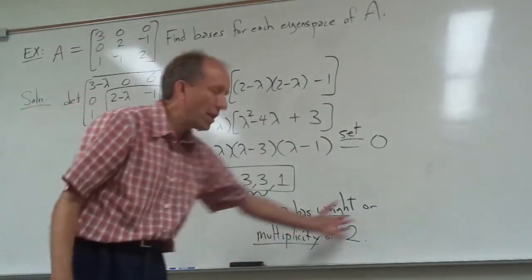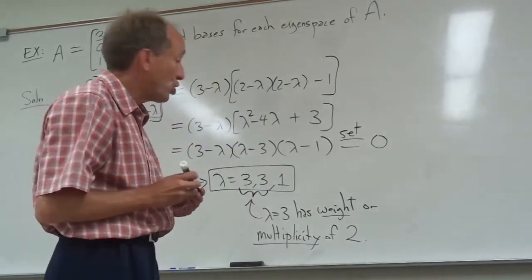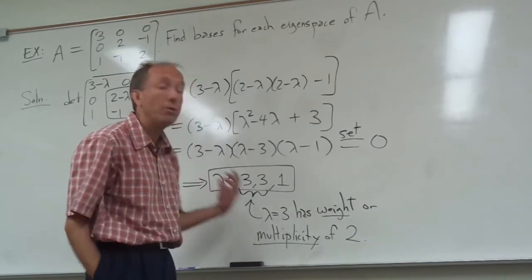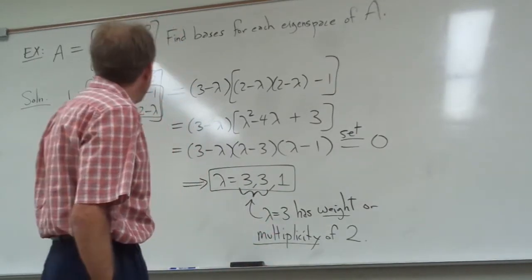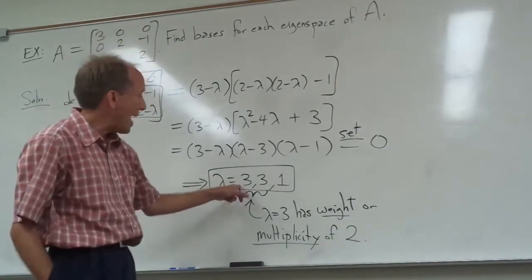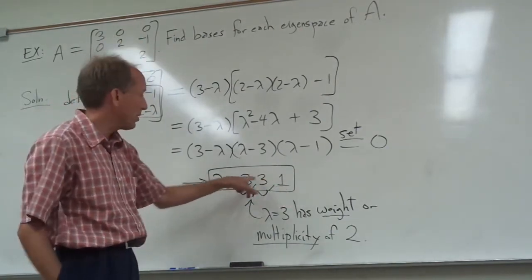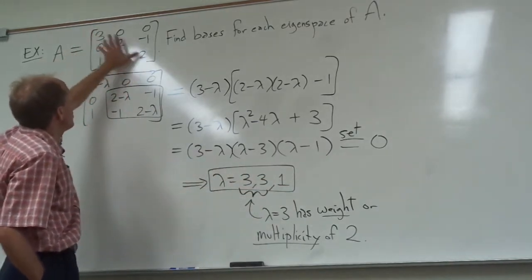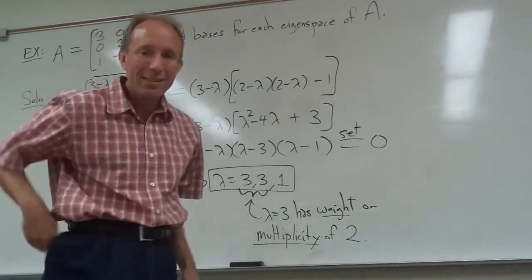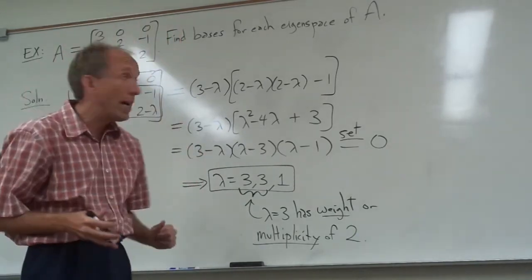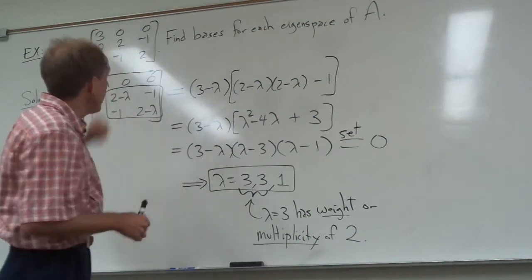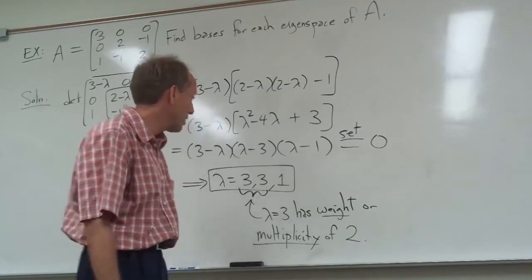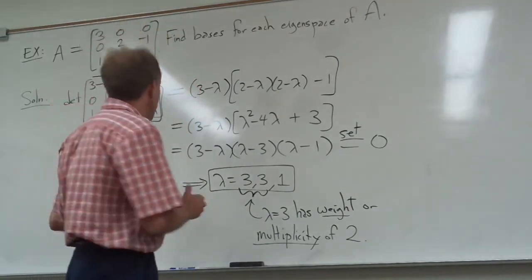It's just the number of times that that lambda shows up as a solution to the characteristic equation. Okay? We do need to keep track of that. Just as a quick test, if I add up my lambdas, 3 plus 3 plus 1 is 7. That agrees with 3 plus 2 plus 2, which is 7. That's the trace of that matrix. And I'll leave it to you to check that this matrix has a determinant of 9. The product of these lambdas is 9. So that's a good way to check yourself.